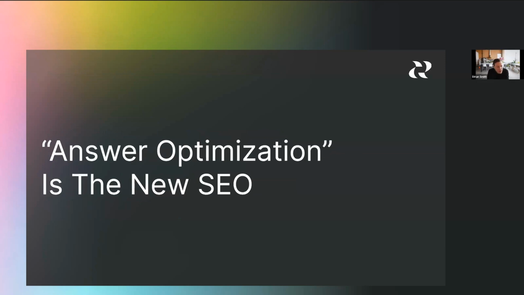Great, thanks, Greg. So this is a bit about how the language models are working. So how can we optimize for this? And we think that more and more people will be using chat and doing search and discovery on chat. So answer optimization is the new SEO. How do we do marketing and have our products appear in all of these chat conversations that are happening?